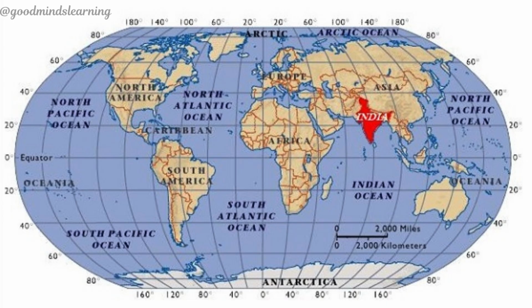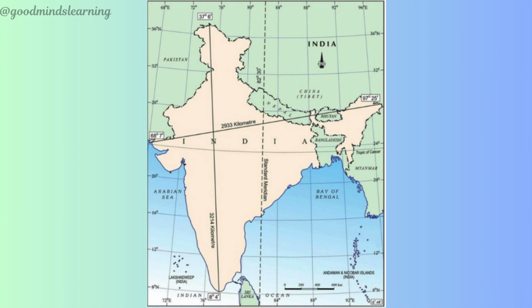In this map we can see geographical location and extent. Latitudinal position extends from 8 degrees and 4 minutes north to 37 degrees and 6 minutes north latitude. Longitudinal position extends from 68 degrees and 7 minutes east to 97 degrees and 25 minutes east longitude. The Tropic of Cancer, 23 degrees north latitude, passes through the central part of India. And other details, observe and let me know what you found.